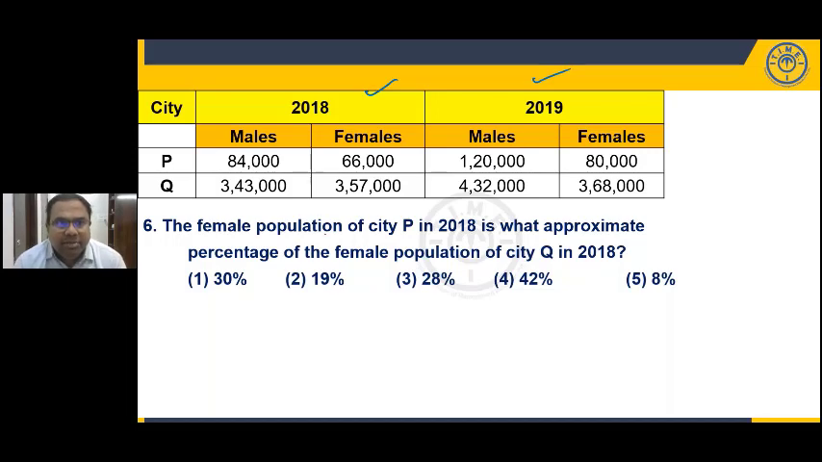We got all the values now. Female population of P in 2018 is what approximate percentage of female population of Q in 2018? Female population of P is 66. I can ignore the 3 zeros. It is 66 by female population of Q, which is 357, into 100. See, options are quite far away: 30%, 28%, 42%, 8. Let's see. How much is 10%?